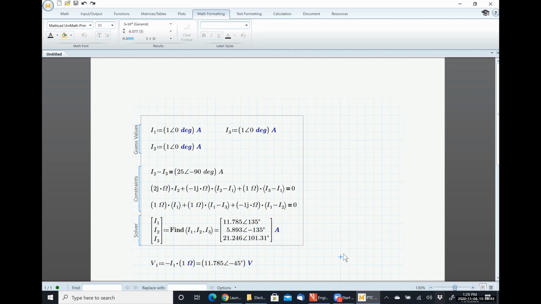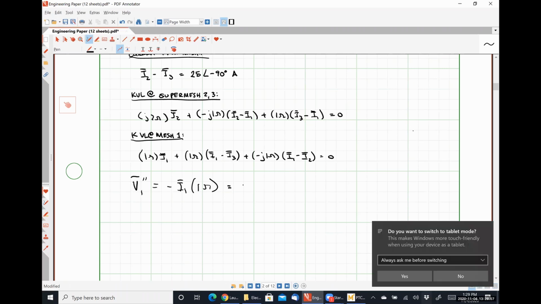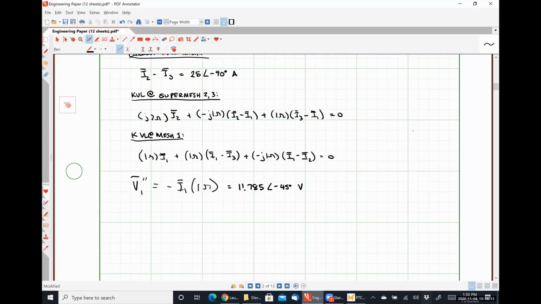All right, so now that we have those two values for V1, 11.785 angle 45 degrees, let me find that. 11.785 angle negative 45 degrees volts, if I'm not mistaken. That's correct. How do I go about tying everything together and finishing solving this problem?